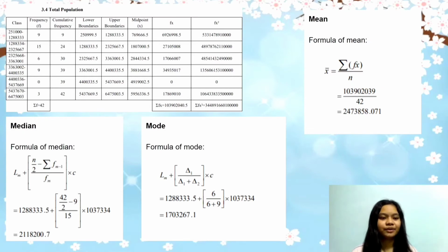Same as before, we produce a graph before we do the calculation. For the mean, we use the formula of mean, and we get the answer 2473858.071. And for median, we also use the formula to calculate our answer, and the answer for median is 2118200.7. In the mode, we also use the formula, and we get the answer is 1703267.1.